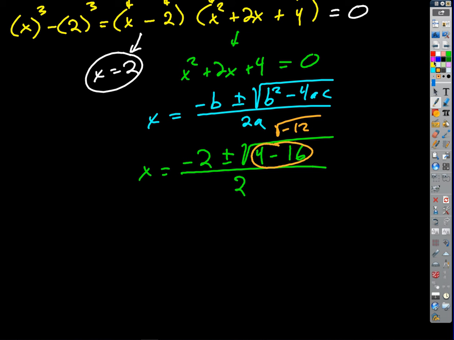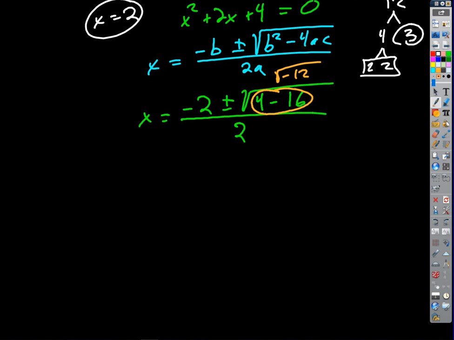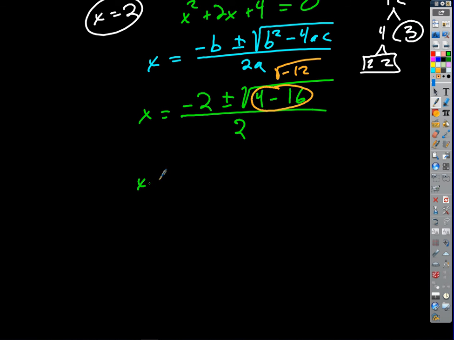If we need to, we can just make a factor tree. We can say 12 breaks up into what? 4 and 3, and 4 breaks up into 2 and 2. So now remember, couples go out, singles stay in, right? So we get a couple of 2s and a single 3, right? So all this stuff then is just going to become, look what happens. I get negative 2 plus or minus, all this stuff becomes 2 radical 3 i, all divided by 2.